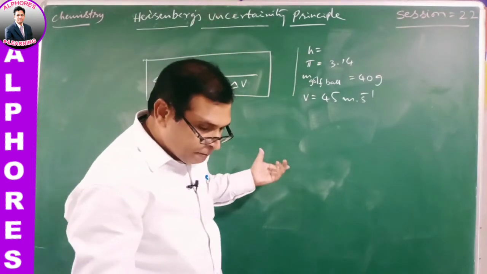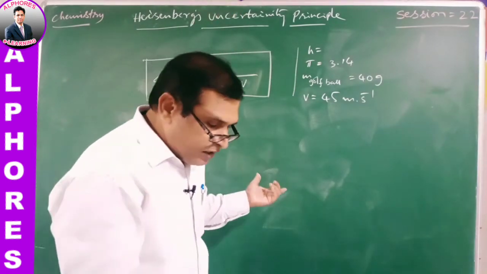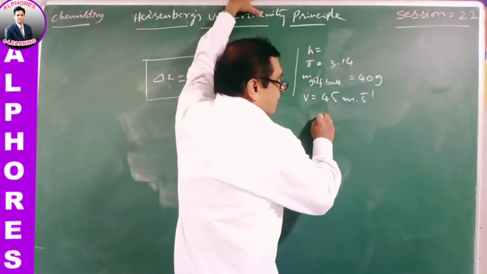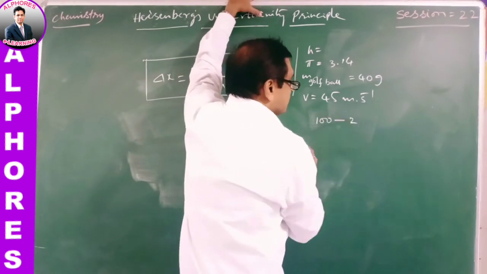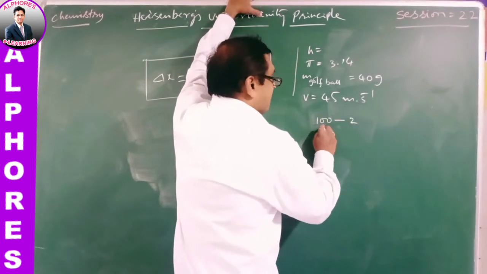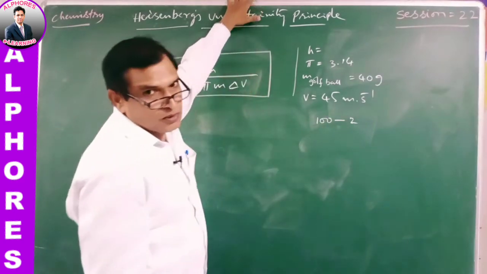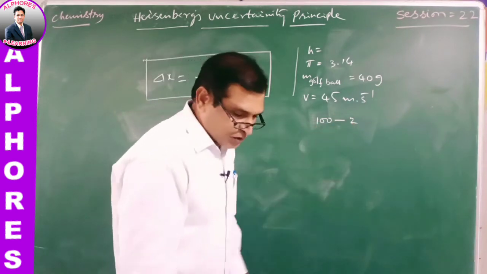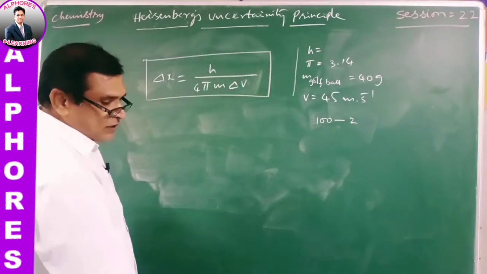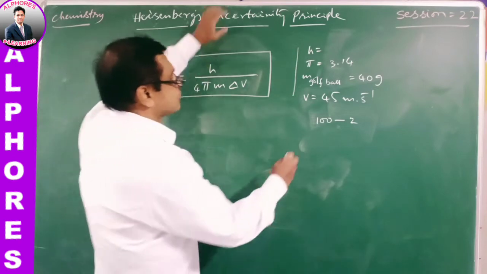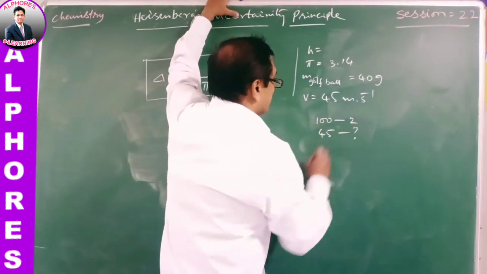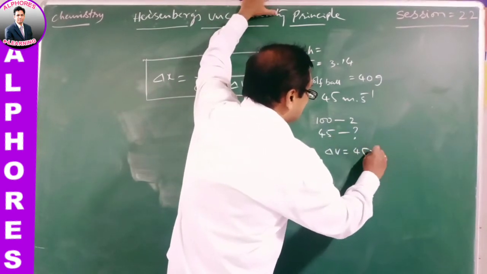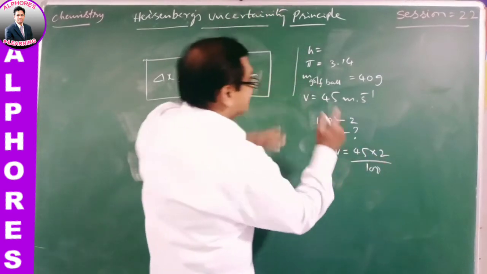How much accuracy? If the speed can be measured within an accuracy of 2%, that is, per 100 the accuracy is 2, then per 45 how much? That means delta V is equal to 45 into 2 by 100. That is the delta V.